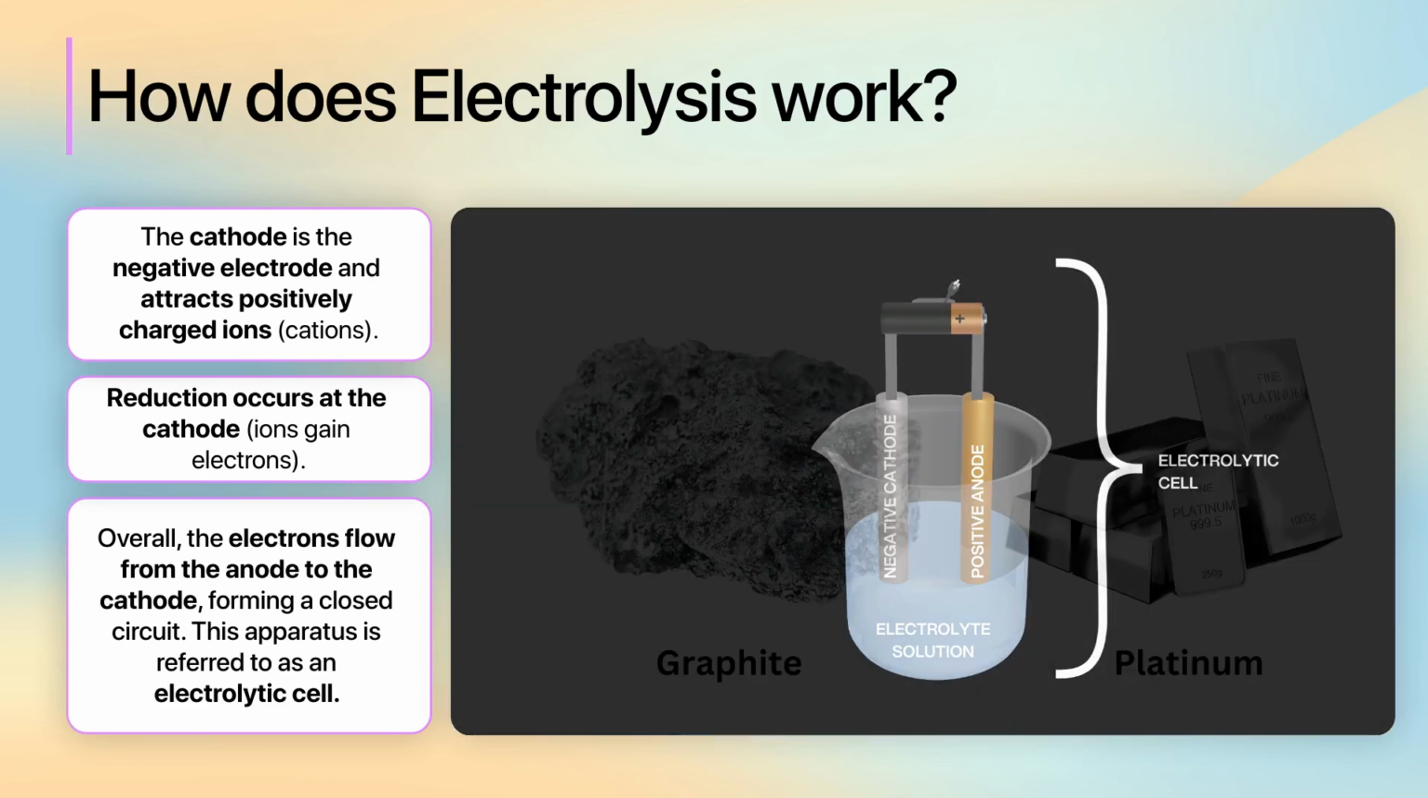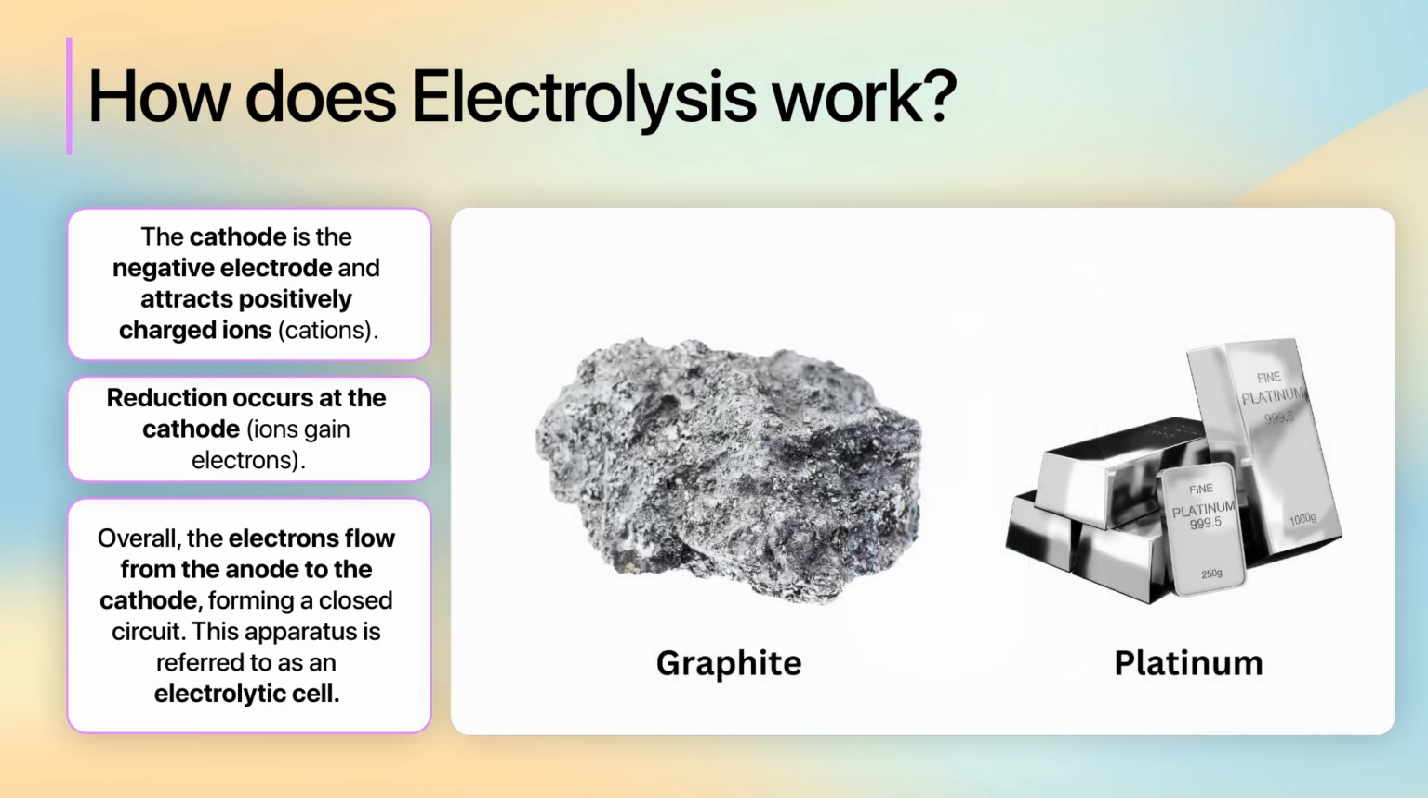Typically, we use graphite or platinum electrodes for electrolysis. Can you guess why? It's because graphite and platinum are unreactive, or inert, and so they do not take part in the reaction occurring to the electrolyte.